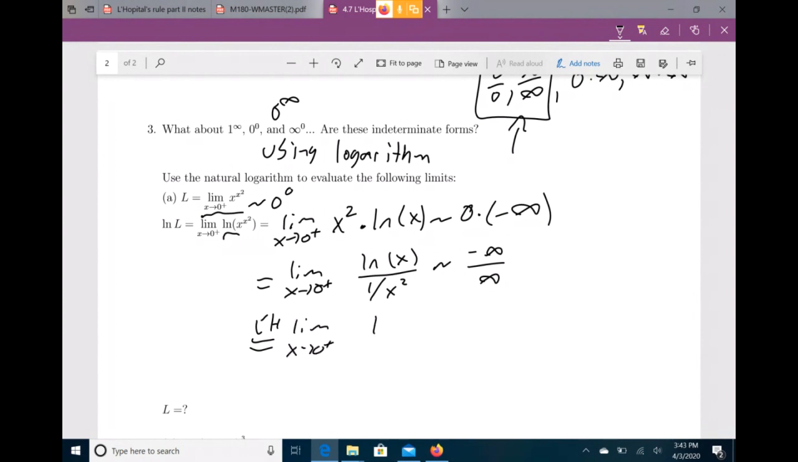So the derivative of ln x, as you said before, is 1 over x. The derivative of 1 over x squared, if you use the power rule, will give you negative 2 over x cubed. If you simplify this, you get x squared over negative 2. And then if I plug in 0, I get 0.